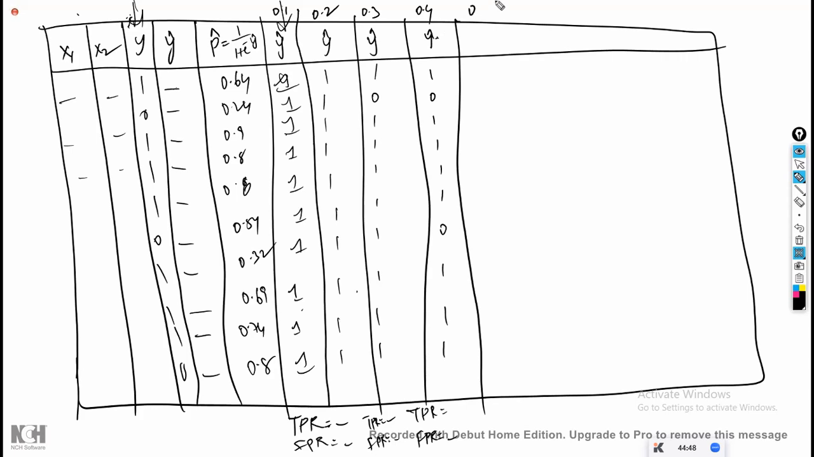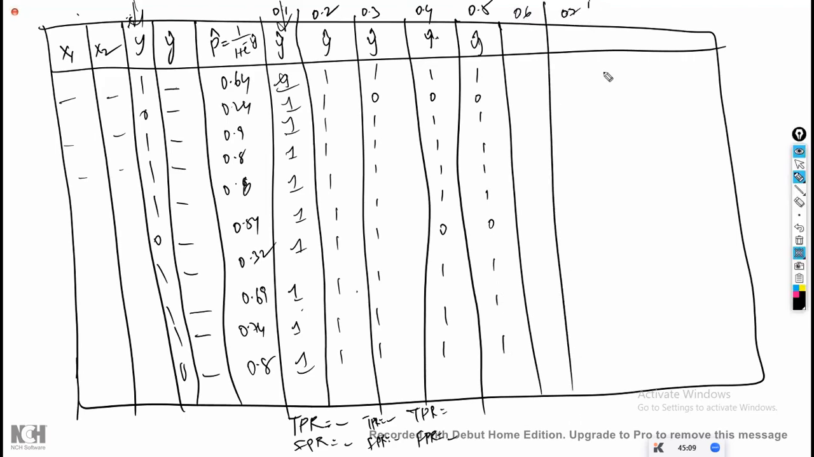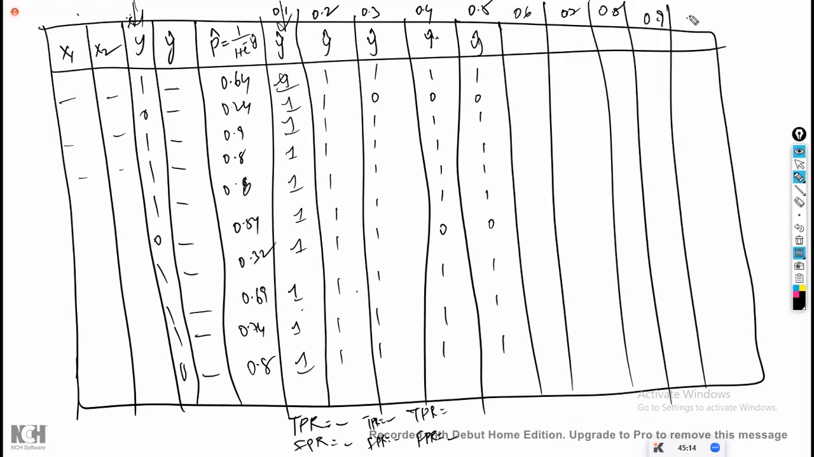Next, for 0.5, again calculate the same way the y hat. That is 1, 0, 1, 1, 1. Next, go with 0.6. Next, 0.7. Next, 0.8. Next, 0.9. And finally, with respect to 1. Like this, you calculate for each of them. For different threshold settings, you calculate the TPR and FPR like this.